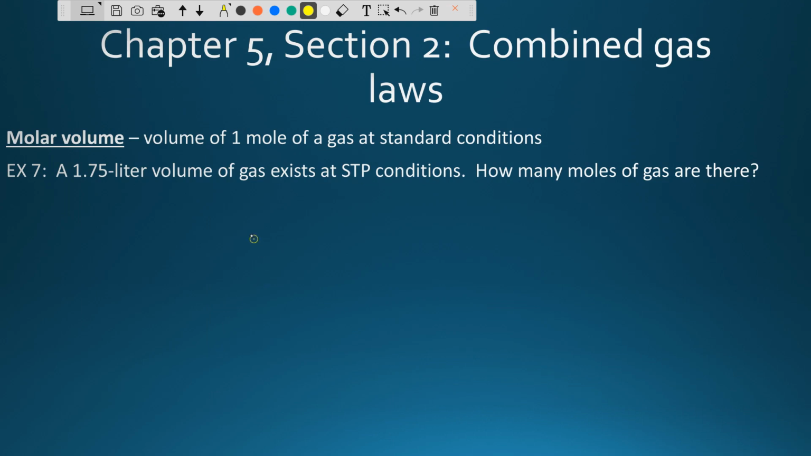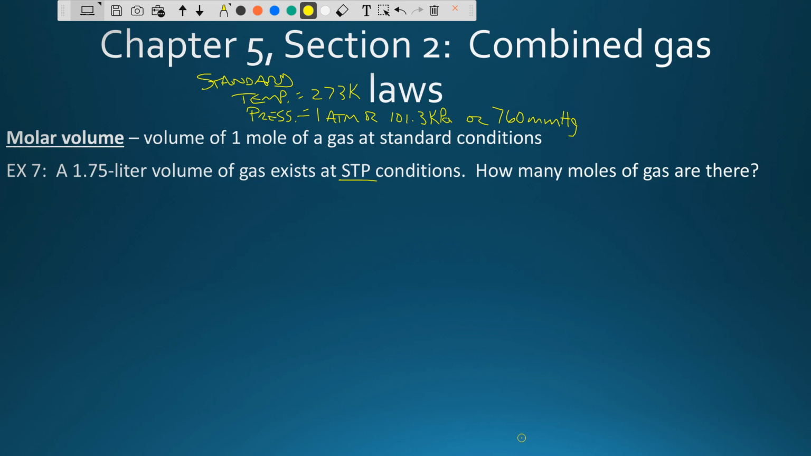Okay, so we have STP conditions. Now we have to remember what STP stands for. STP stands for standard temperature and pressure. Okay, now what that means is 273 Kelvin, or 0 degrees Celsius, and 1 atmosphere, or 101.3 kilopascals, or 760 millimeters of mercury, which is also known as a torr. So we just want to watch out for those things as we go, and let's plug some values in.